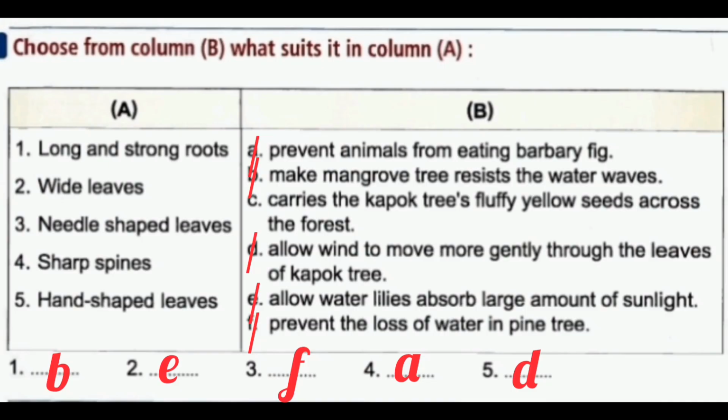Finally, number 5. Hand-shaped leaves. Hand-shaped leaves carries the cabbage tree's fluffy yellow seeds across the forest, or allow wind to move more gently through the leaves of cabbage tree? Hand-shaped leaves allow wind to move gently through the leaves of cabbage tree. So we will choose letter D with number 5.